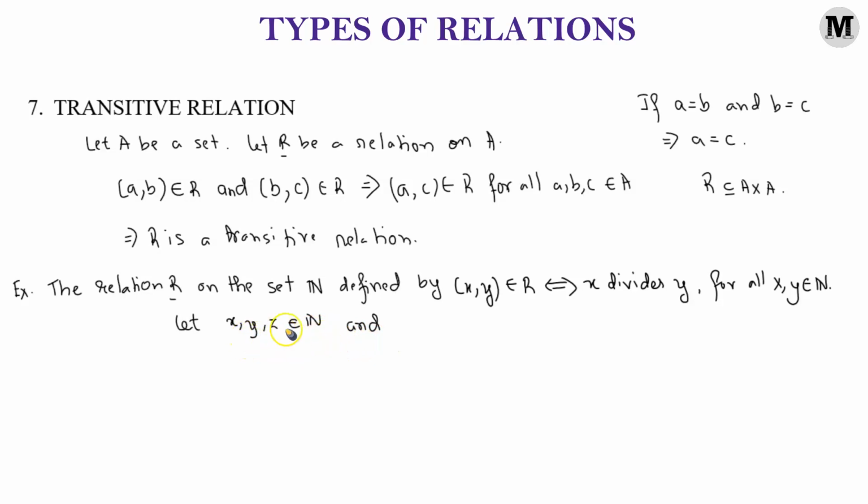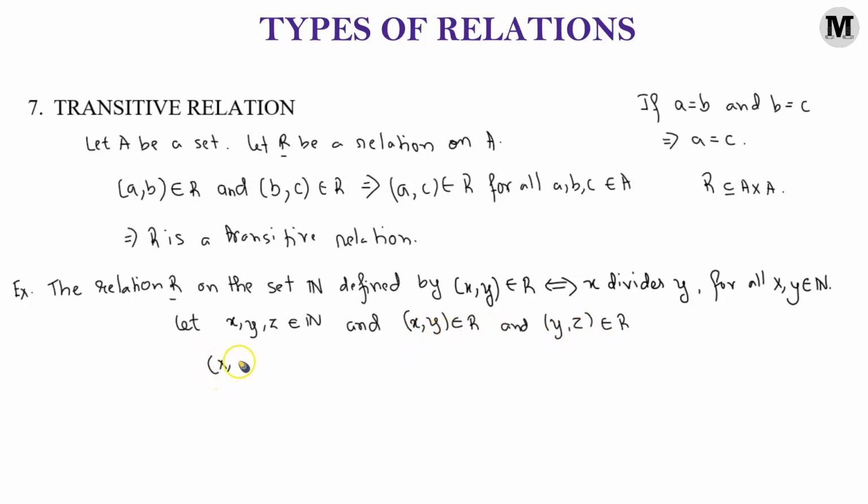We're considering the values of x, y, z such that, if (x, y) belongs to R, what does it tell us? This tells us that x divides y. And (y, z) belongs to the relation R as well. This simply means that y divides z. Now what does it mean when we say that x divides y?